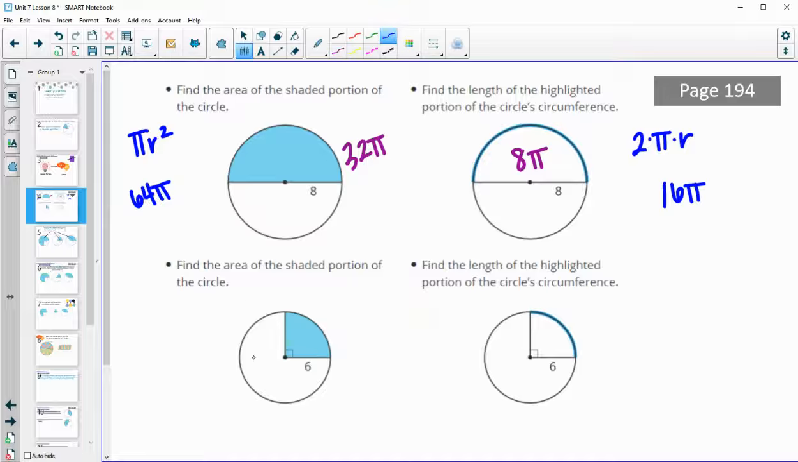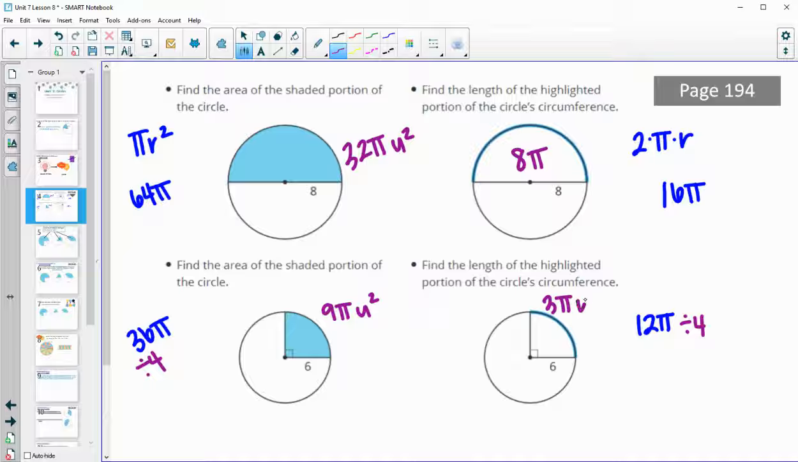A similar idea down here: the whole area would be 6 squared, or 36 pi. Now this time we have 1/4 of it. If I just think about dividing this by 4, that would be 9 pi. And I guess we should be thinking units squared for the area. Then here we're going to be doing 2 times the radius, which is 12, and then times pi would be the entire circumference. We only have 1/4 of that, so we're going to divide this by 4. So this would just be 3 pi units for the arc length.